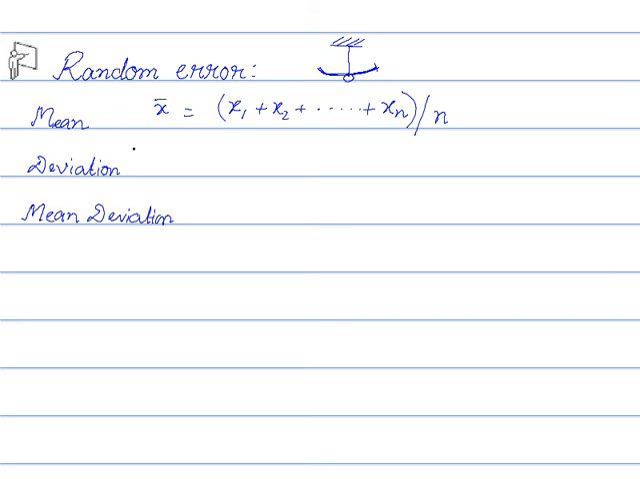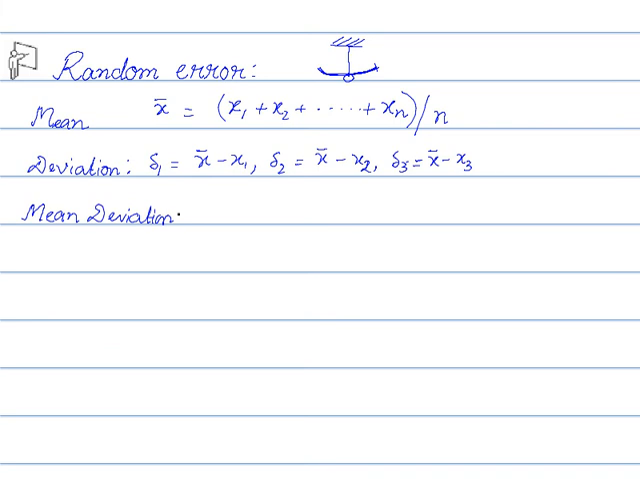Deviation. Suppose the mean is x bar. The first observation has a deviation from the mean: delta 1 is the mean minus the first observation. Similarly, the deviation for the second observation is the mean minus the actual reading, so delta 2 is x bar minus x2. Delta 3 is the deviation of the third observation, the mean minus the actual reading in the third observation. We can easily find that if we sum up all the deviations, it will become 0.